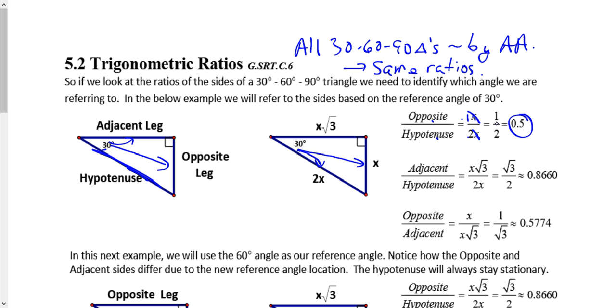Now, let's look at the ratio from the 30 degree angle: the adjacent, x square root of 3, divided by the hypotenuse. Okay? So x square root of 3 over 2x, what cancels here? And what's left? Square root of 3 over 2.